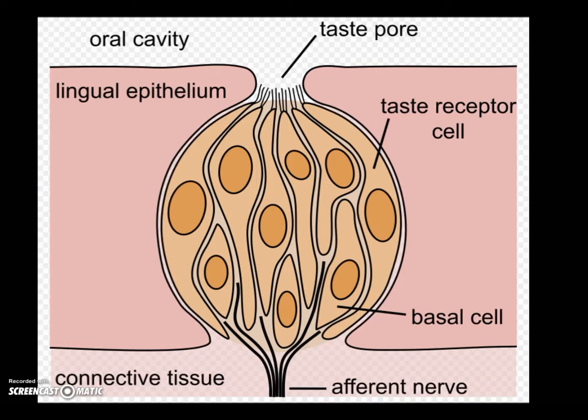Taste or gustation is a chemical sense. Chemicals from food interact with gustatory cells inside taste buds to create neural impulses which are sent to your brain. As seen over here, this is the taste pore, which is pretty much the taste bud, and these are the taste receptor cells, which are called basal cells.